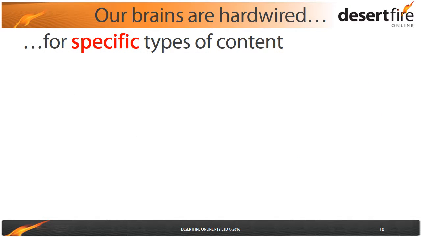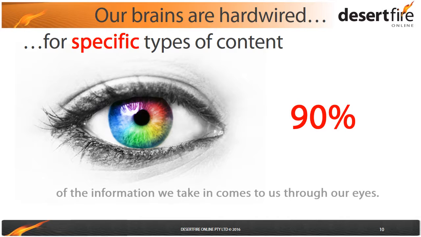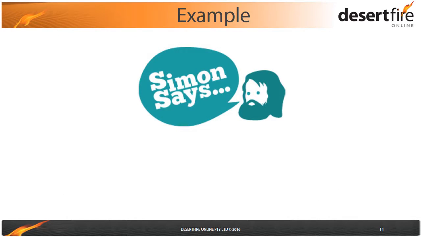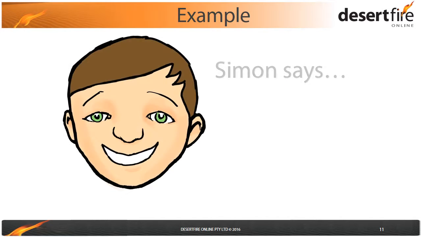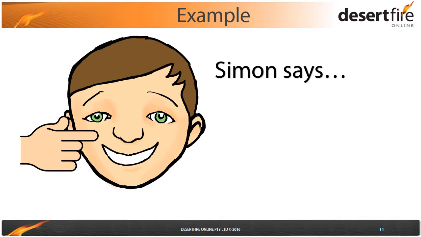Our brains are hardwired for specific types of content. Up to 90% of what we take in comes in through our eyes. Now, those of you who have children will recognize Simon Says. So, Simon says, touch your eye. Simon says, touch your nose. Simon says, touch your chin. You can catch your kids every time because, again, 90% of what we take in comes in through our eyes.